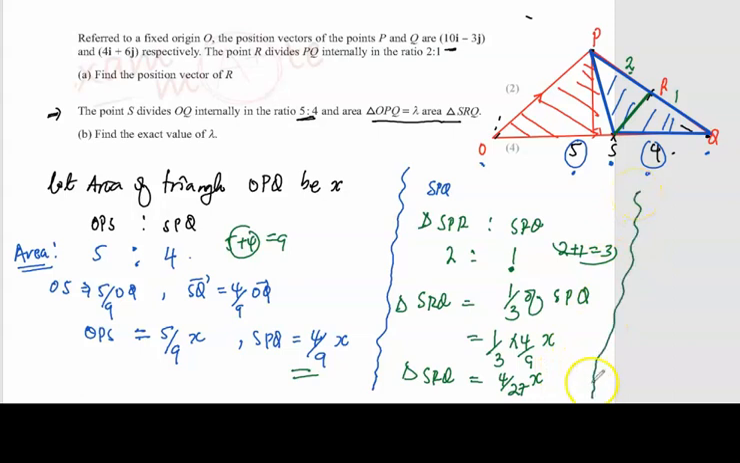Therefore, we have the ratio of OPQ to SRQ. OPQ was X, and this one is 4/27 of X. Therefore, you can see from over here that lambda is going to be 27/4.